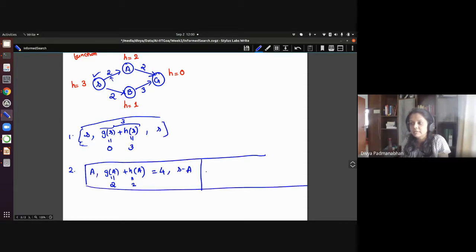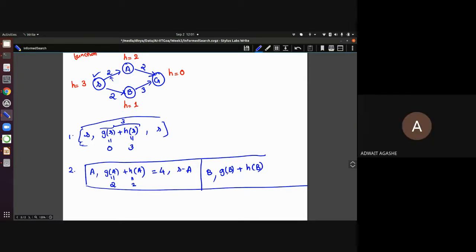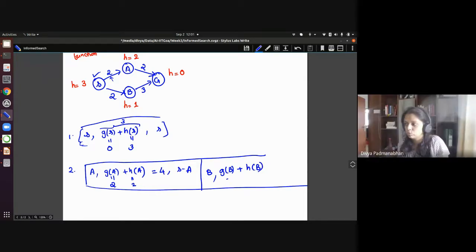Now the next entry is B, the other neighbor. Can you tell me what is G of B plus H of B? What is G of B? 2. Yes, it is 0 plus 2. And what is H of B? 1. So overall, this is 3, and the path is SB. So this is your queue. Now the cheapest one is B. You're going to remove this element and mark B as visited.